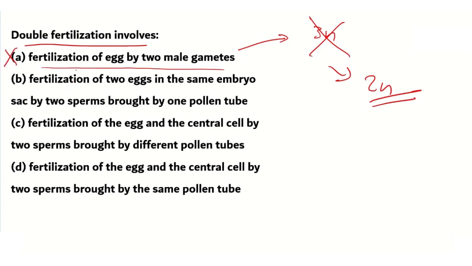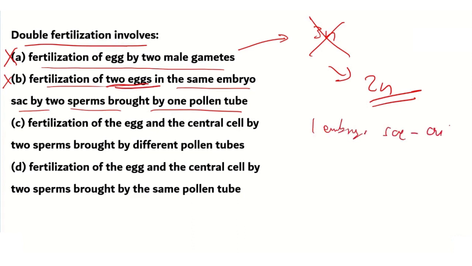Now, next, fertilization of two eggs in the same embryo sac by two sperms brought in by one pollen tube. This statement is incorrect, and there are two parts of this that are incorrect. Number one is fertilization of two eggs. One embryo sac has only one egg cell. And the second thing is two sperms brought by one pollen tube. Now that part is correct because both the sperms are brought in by one pollen grain. One pollen grain contains two sperms. But because it says two eggs, option B is incorrect.